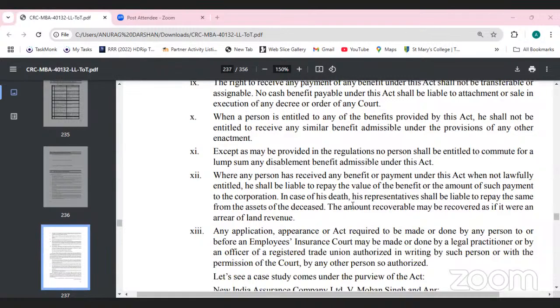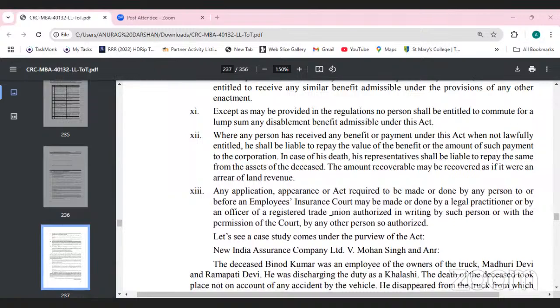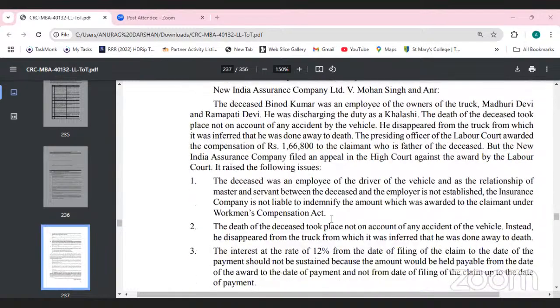And where any person has received any benefit or payment under this Act when not lawfully entitled, they shall be liable to repay the value. And any application or appearance under the Act made or done by any person to the Employees Insurance Court may be made or done by any legal practitioner or by any other officer.